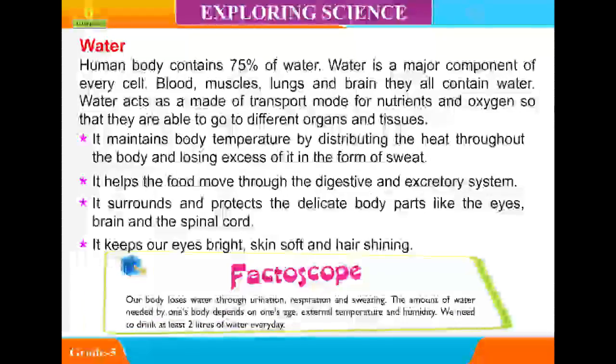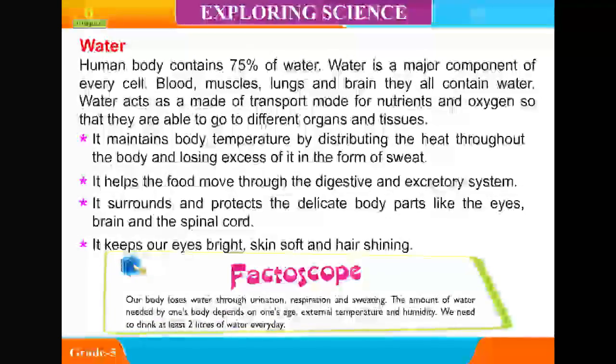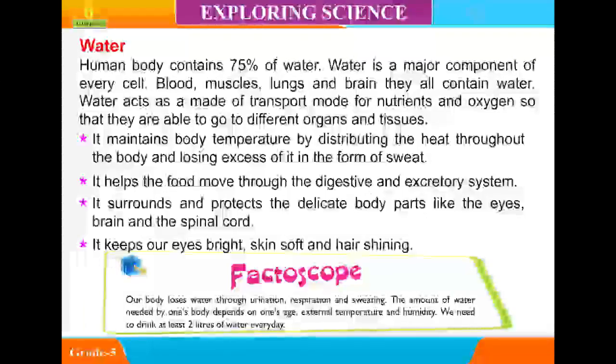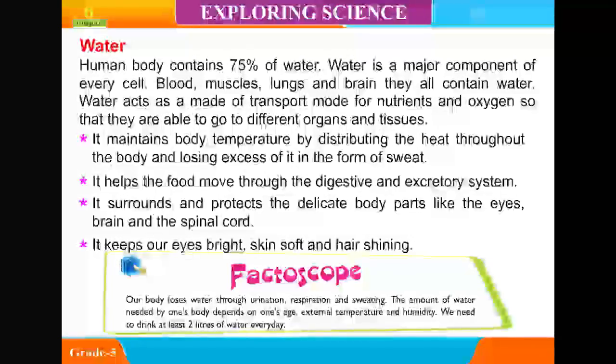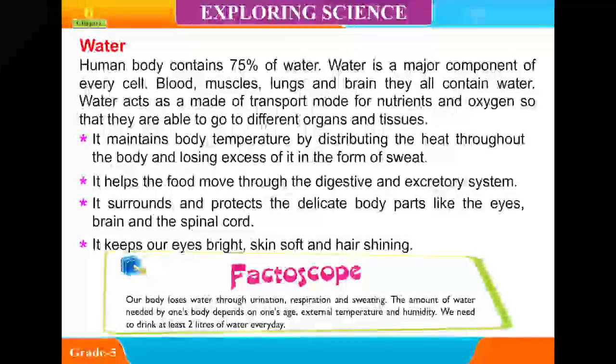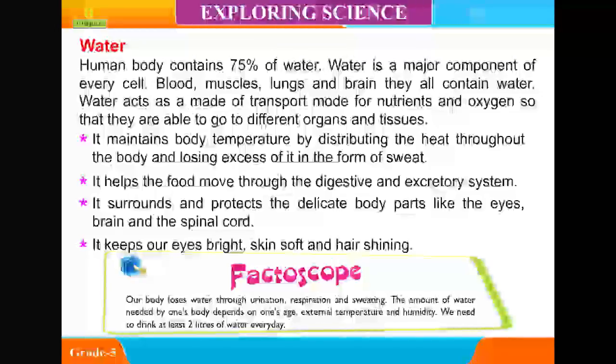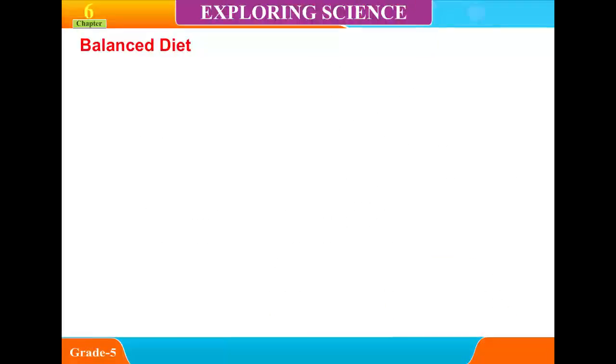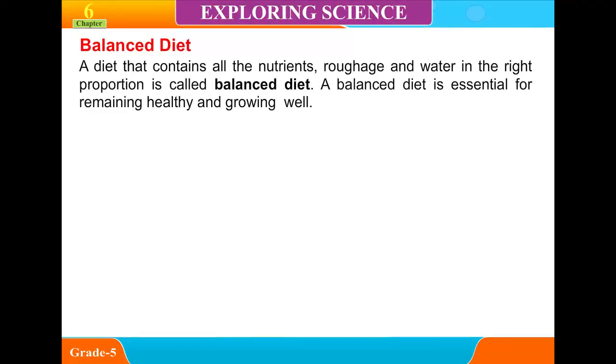Our body loses water through urination, respiration, and sweating. The amount of water needed by one's body depends on one's age, external temperature, and humidity. We need to drink at least 2 liters of water every day. Balanced diet. A diet that contains all the nutrients, roughage, and water in the right proportion is called balanced diet. A balanced diet is essential for remaining healthy and growing well.